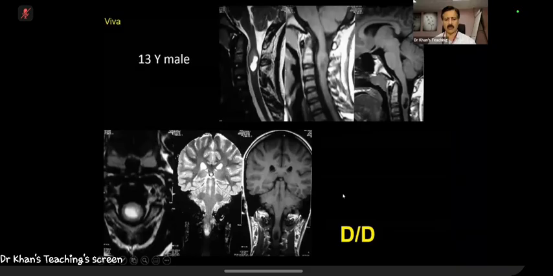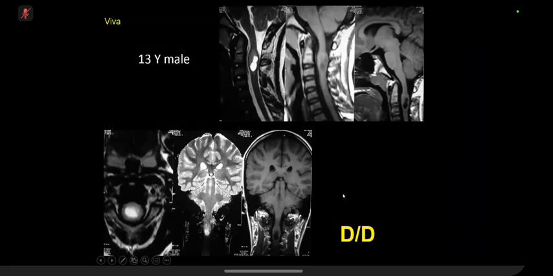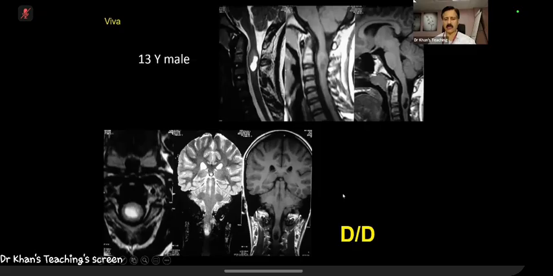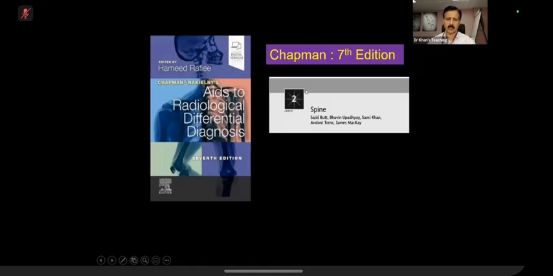What about NF2, for example? They can show you a case of NF2 where it will be a child, 5 years old, with ependymoma. And there might be something sitting upstairs in the brain. And once you pick it up, you say that I want to see the neural axis, and you will pick up. Okay. So in Chapman, the last differential diagnosis of this chapter is important.